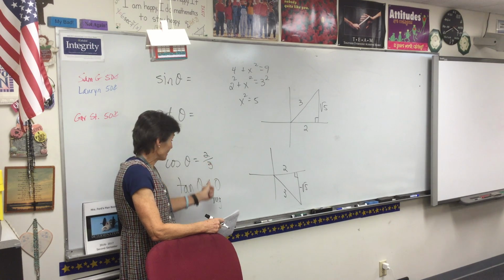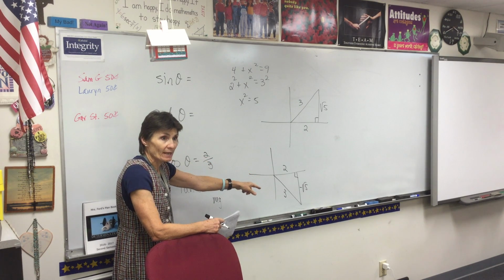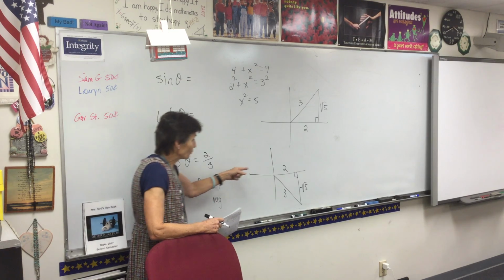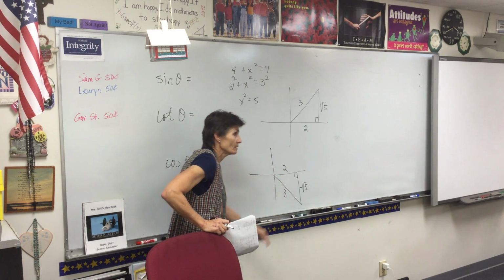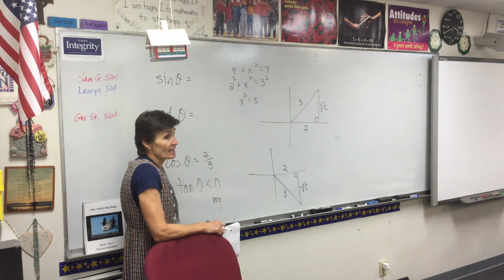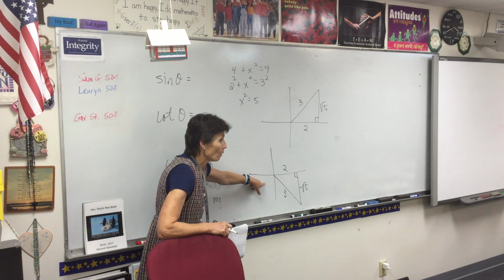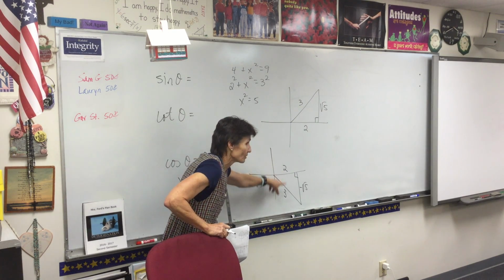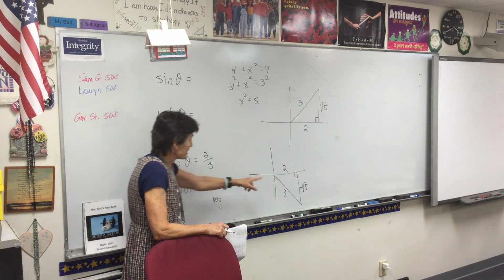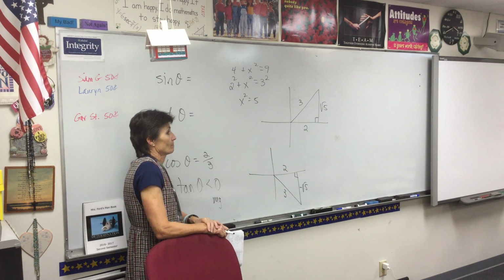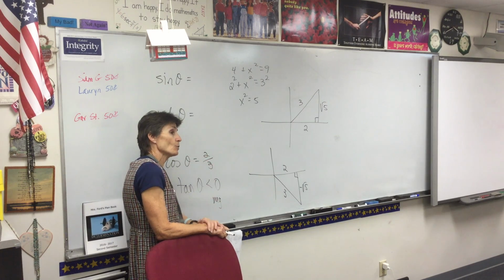So if the 2's positive, then the √5 has to be negative for the tangent to be negative, and that only happens in quadrant 4. That's some serious thinking. This is the triangle I want, because it gives me a positive 2/3 and a negative tangent. So now I can answer the questions.